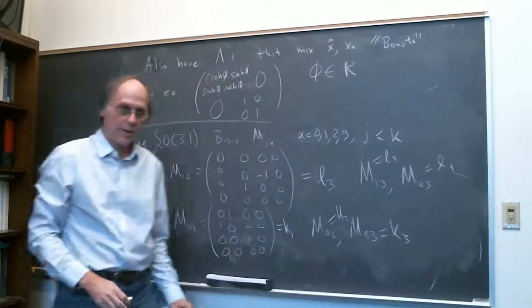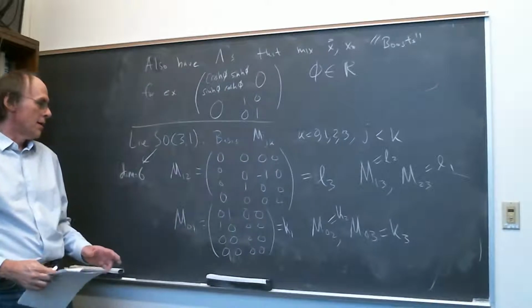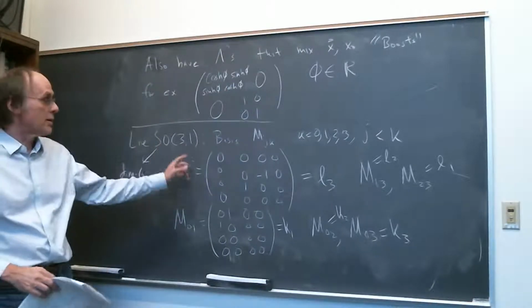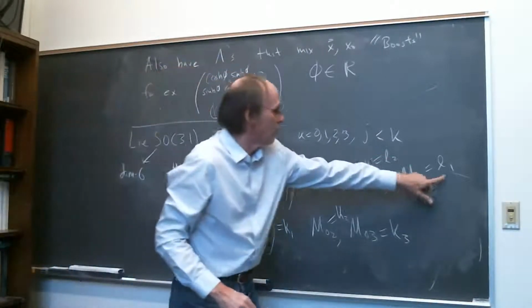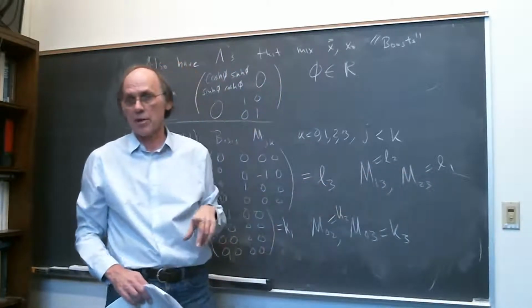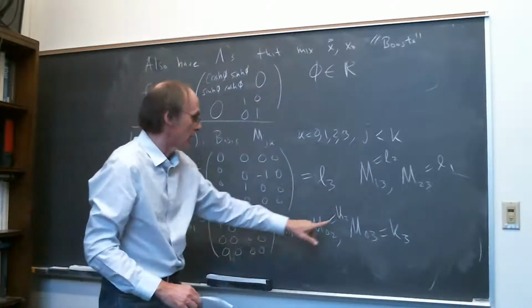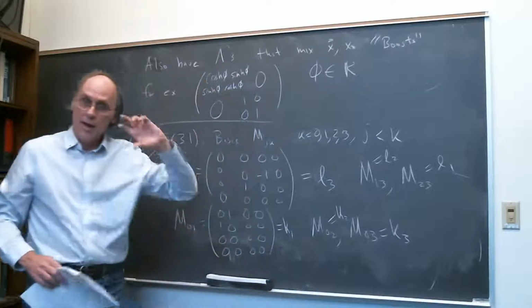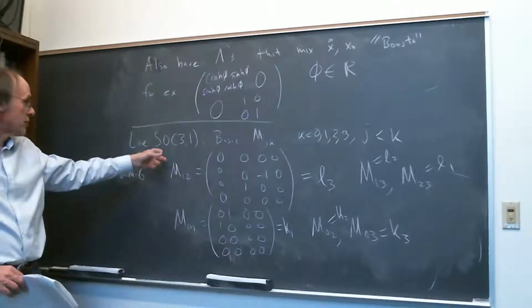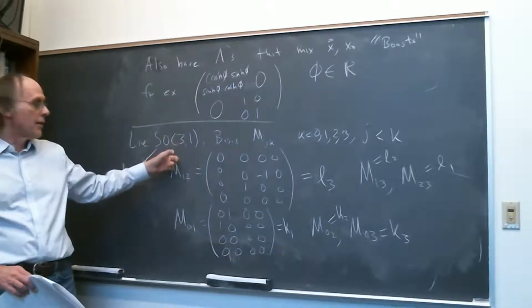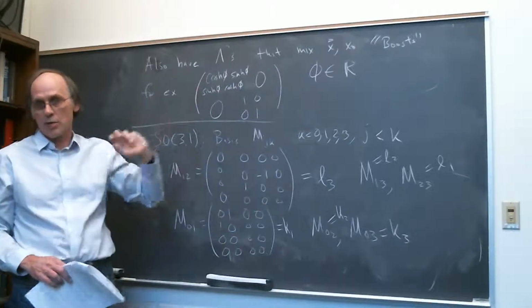Okay, so I'm going to think of the basis elements of this Lie algebra as being given by the L1, L2, L3 basis elements of the SO(3) subgroup, and this K1, K2, K3, which give you the rest of the directions in here, and they're the things which exponentiate to the boosts.